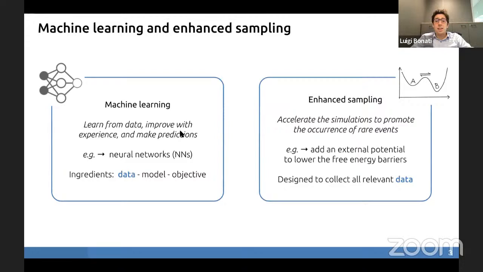But here, actually, I want to highlight a different thing, which is, as a consequence, the target of enhanced sampling methods is to collect all the thermodynamically relevant data at a given condition. So as such, we see that a fruitful combination of these two, of machine learning and enhanced sampling, can really benefit in both directions. For instance, we can use enhanced sampling to collect the relevant data, which we can feed to a machine learning model and learn from it.